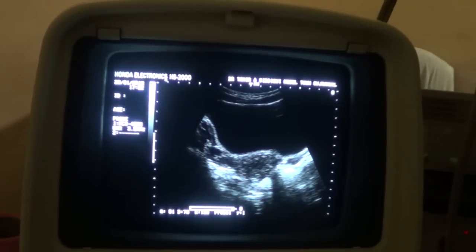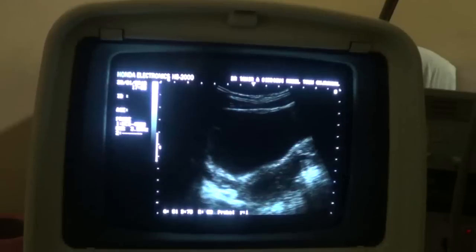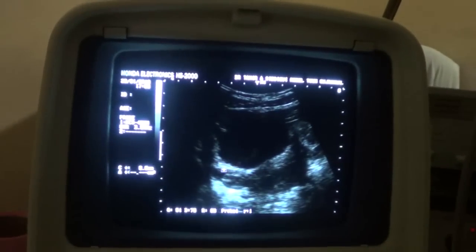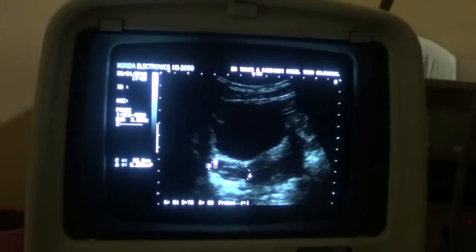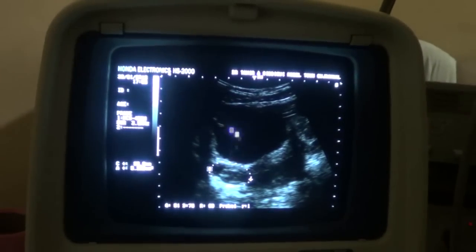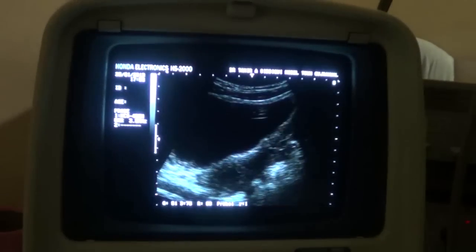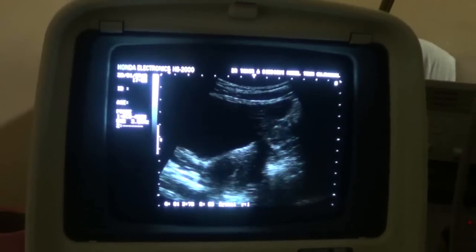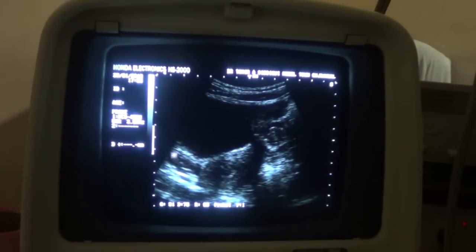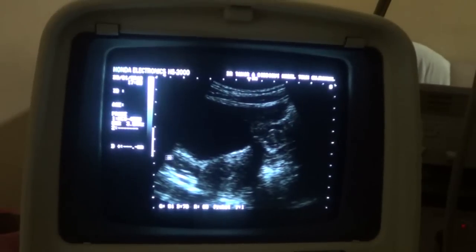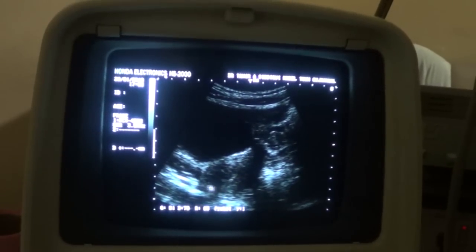Here we see the right ovary with developing follicles. This is the right ovary, the urinary bladder, the uterus, and when I rotate the probe towards the left side, now if you see, remember that this is the right ovary with developing follicles in different stages. This is the uterus in transverse section.